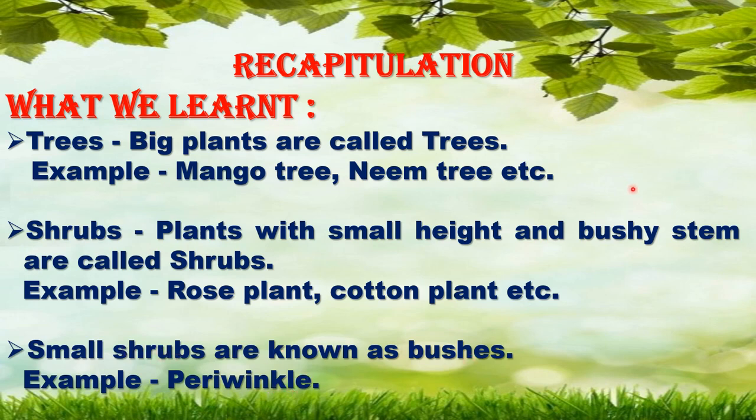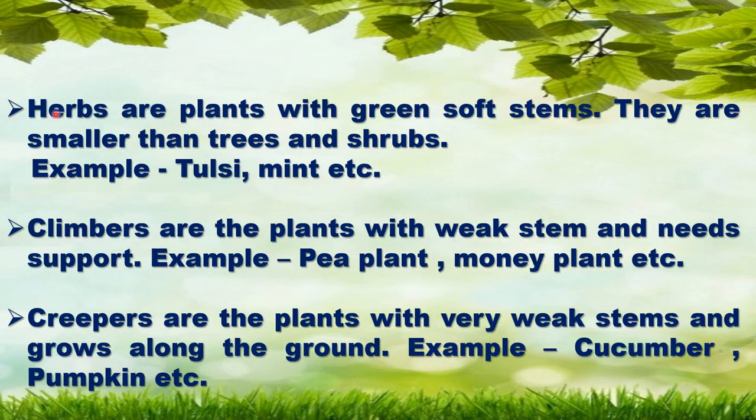Example, periwinkle. Next, herbs are plants with soft stems. Yeah, with green soft stems. They are smaller than trees and shrubs. Example, tulsi, mint, which you have seen in the previous slide also. Coming to the next, climbers. Climbers are the plants with weak stem and needs support. Example, pea plant, money plant.